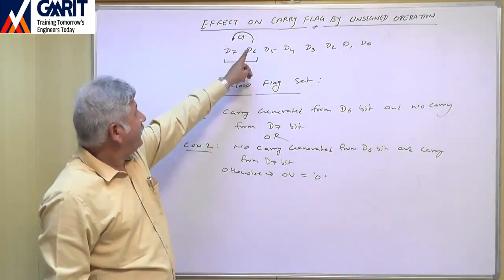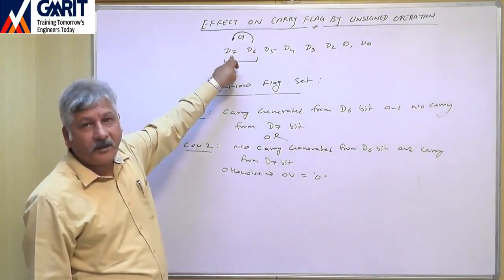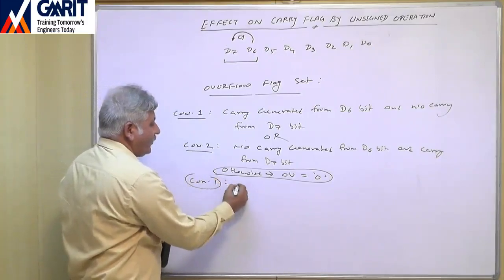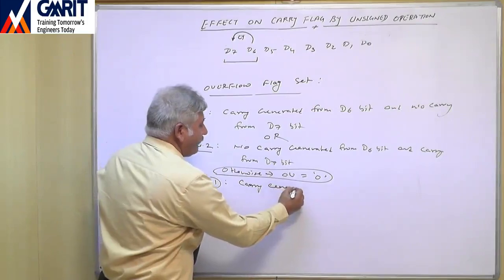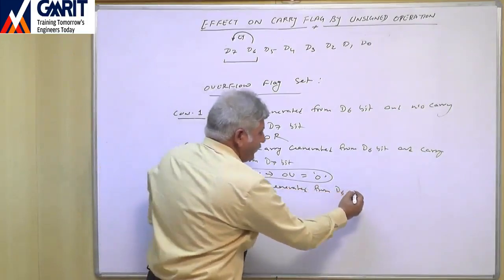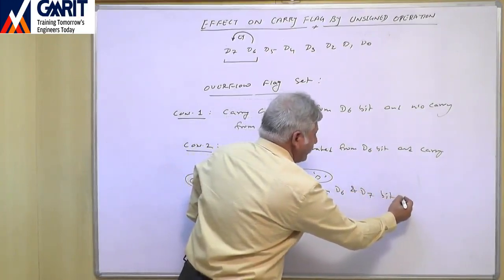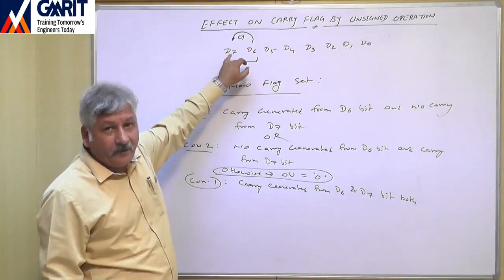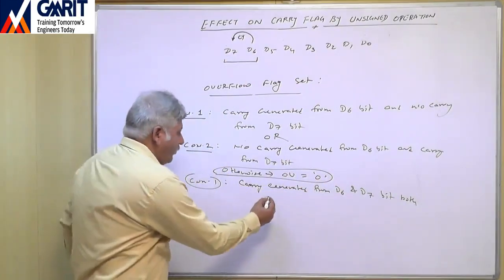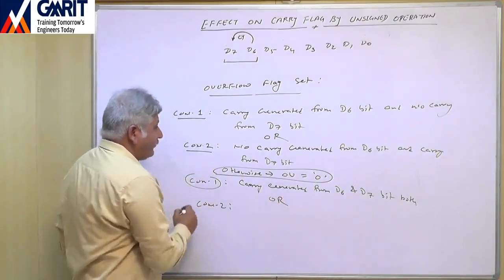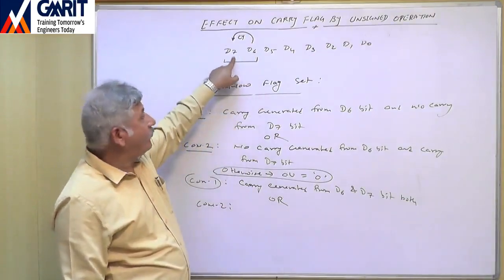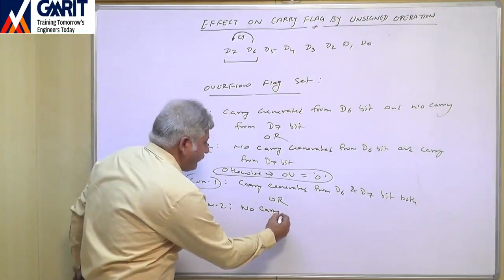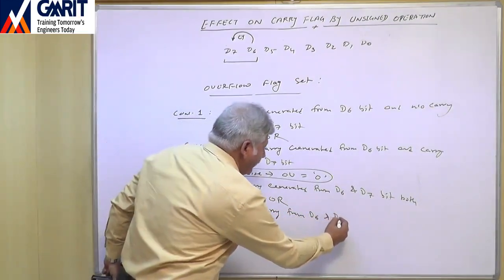What is the otherwise condition? Carry generated from here as well as carry generated from here. Means for the otherwise condition, condition number 1, carry generated from both the D6 and D7 bits. From both positions, carry is generated. Then the overflow flag will remain reset. Or another condition, if no carry is generated from D6 and no carry is generated from D7, then also the overflow flag will remain reset.